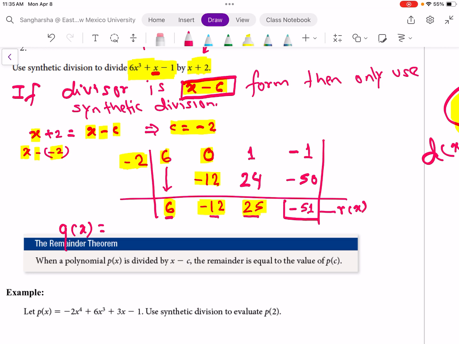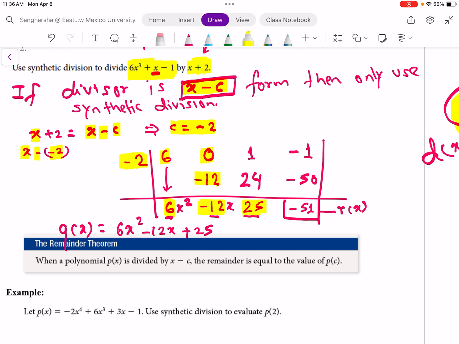So if the degree is 2, what should be the first term of the quotient? It has to be x squared, right? So this is the coefficient of the x squared term, and this is in descending order. This is our x and this is our constant. So we have 6x squared, negative 12x and positive 25, which is the constant here.